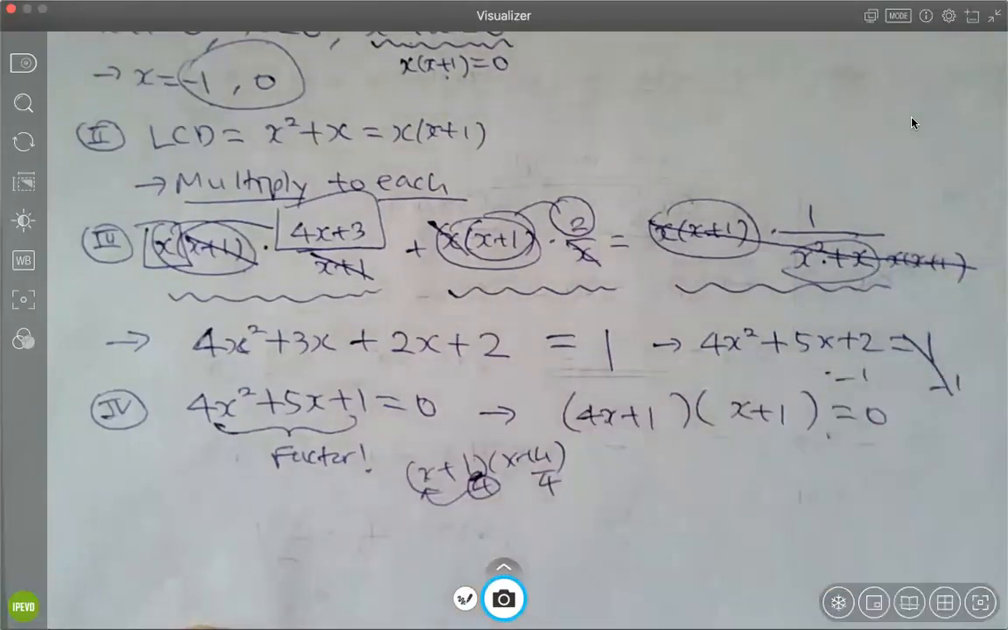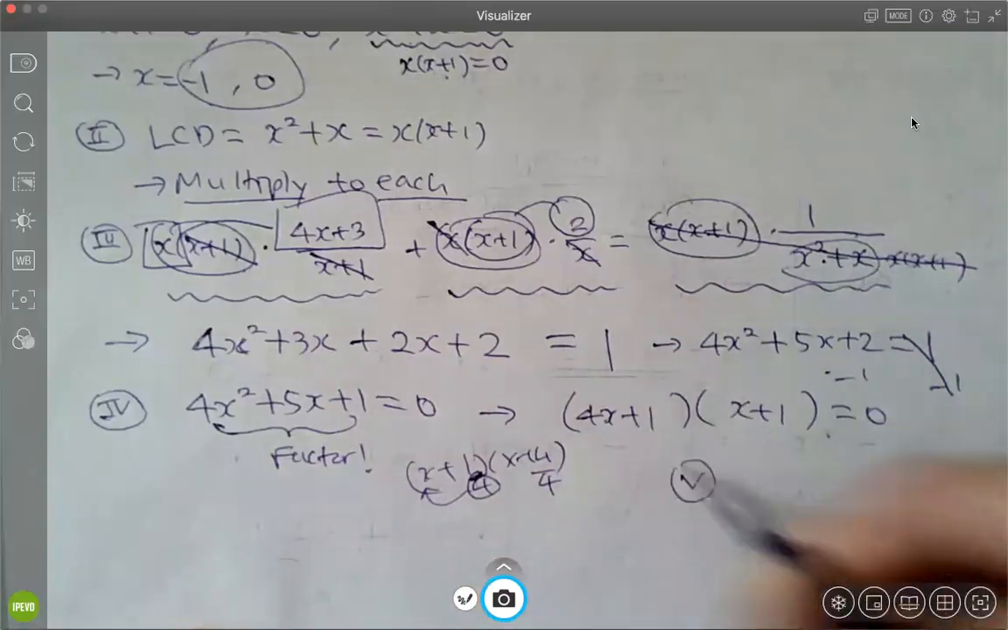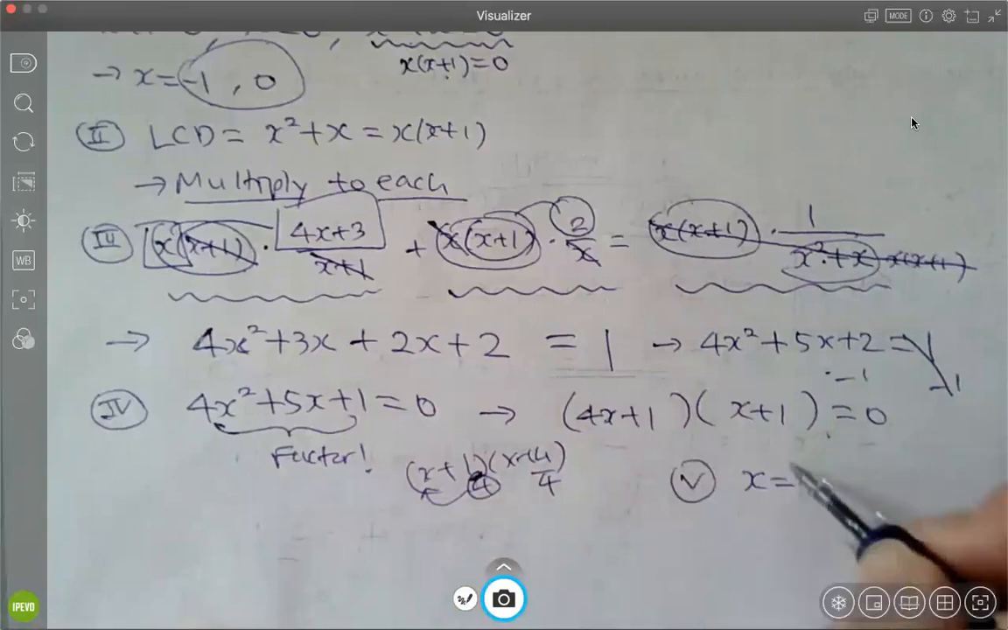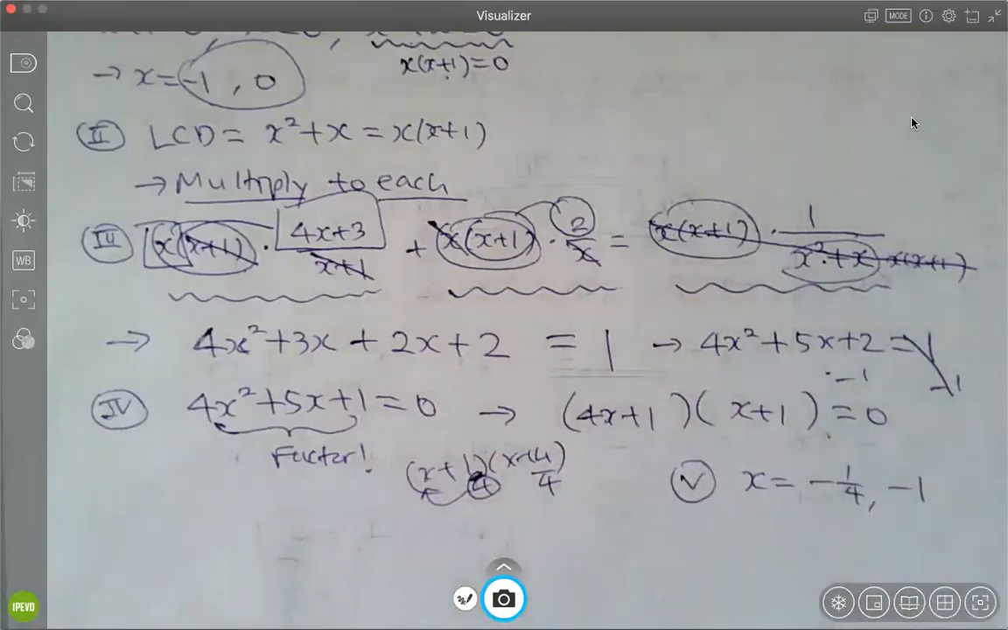Okay, so what does that mean? From here, x is equal to what? Negative 1/4 and negative 1, right? By setting each factor equal to 0.